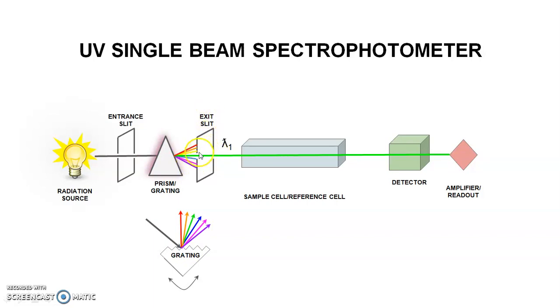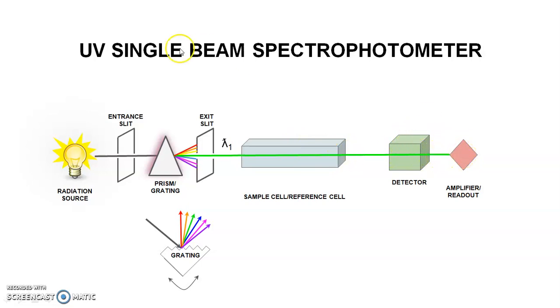the radiation of a single wavelength is chosen to pass through by using an exit slit, and that single wavelength falls onto the sample or the reference cell, and after the absorption, the emitted radiation will pass through the detector.